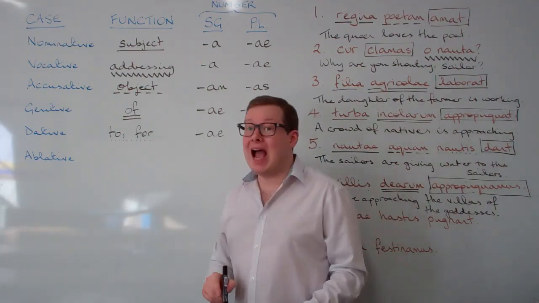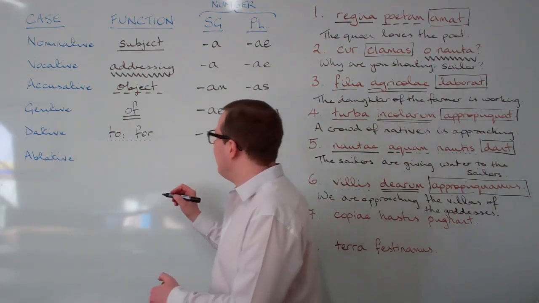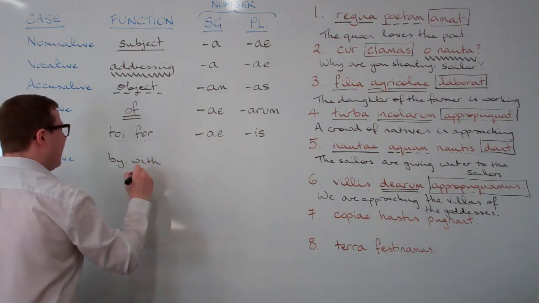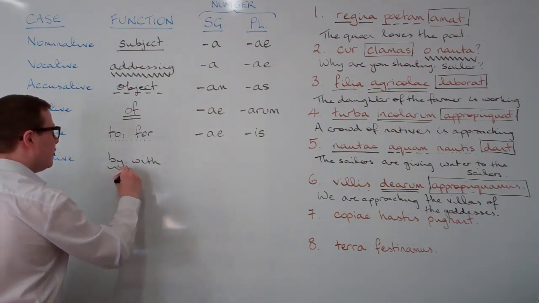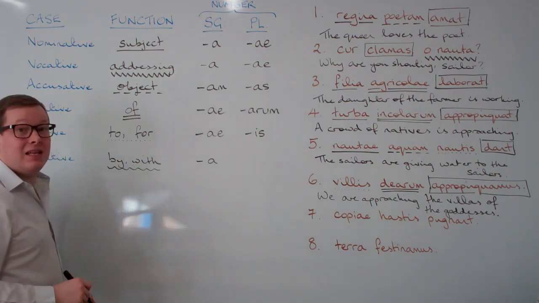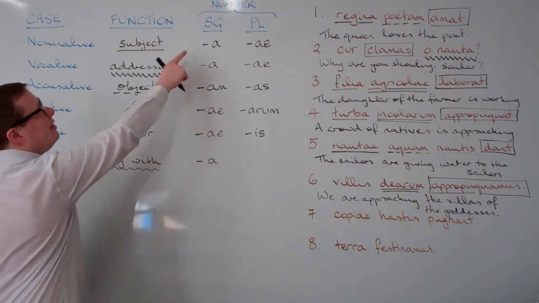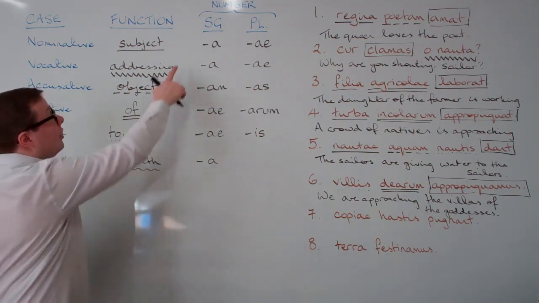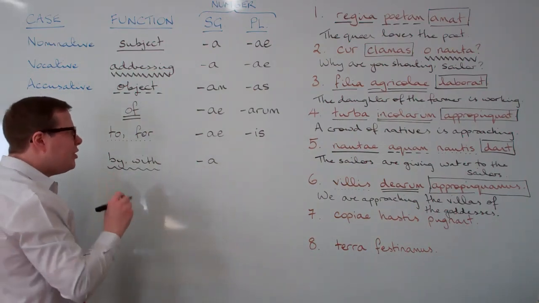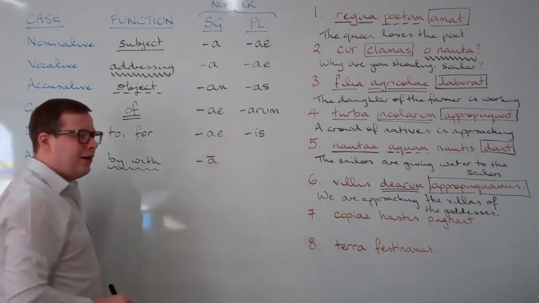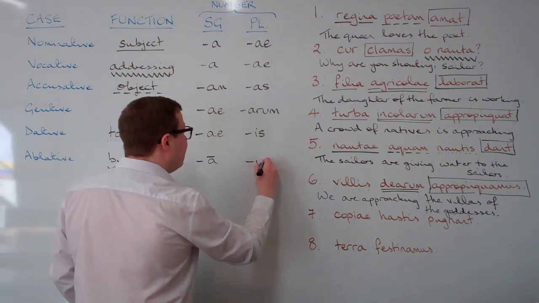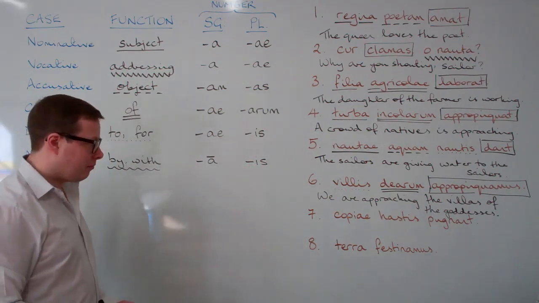That just leaves the ablative case. The ablative case means by or with, and it's analysed using a squiggly line. The endings of the ablative are a in the singular, pronounced slightly differently from that a. That one is short, a, while this one is long, ah. You occasionally see it printed in books with a line over it, an accent called a macron. And in the plural, like the dative, it ends in is.